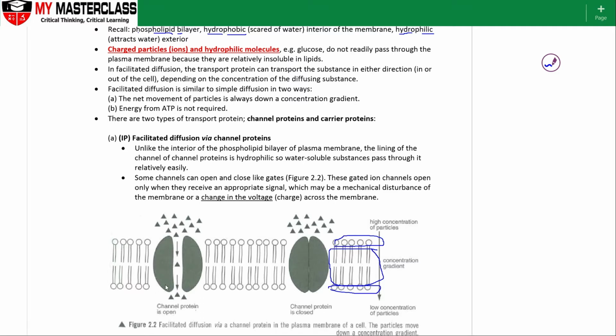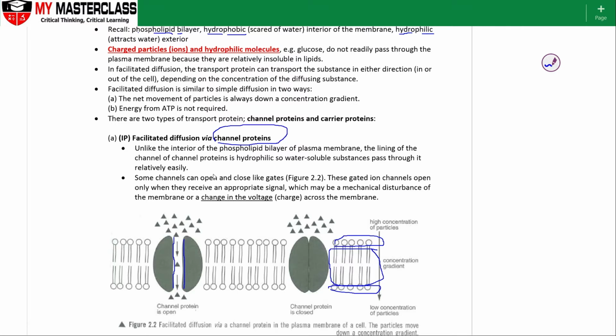So what happens is that we have got facilitation, and this facilitation is carried out via your channel proteins here. So this is an example of your channel protein. The interior of this region is hydrophilic, meaning to say that it loves water. So it is enclosed by the inside, and when it opens up, these water soluble particles will be able to flow through naturally from a region of high concentration to a region of low concentration.